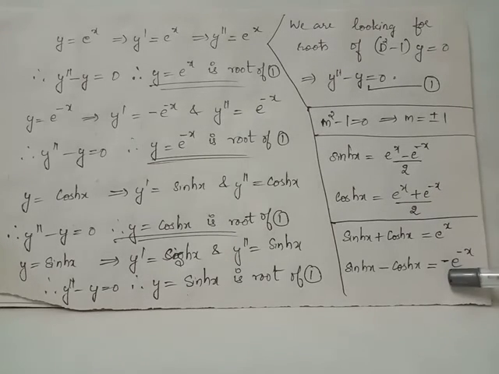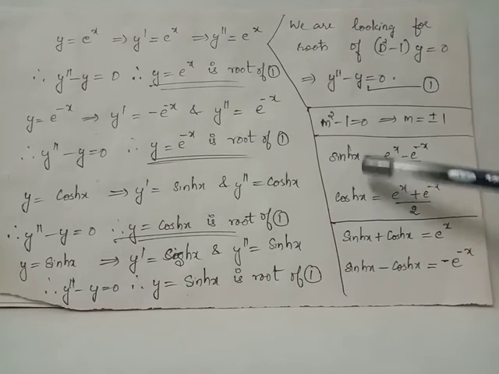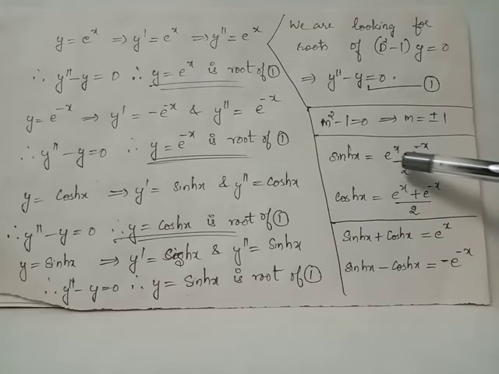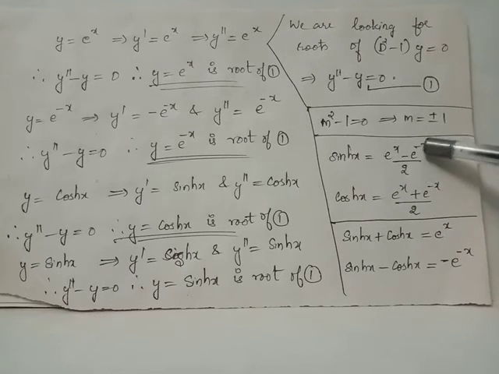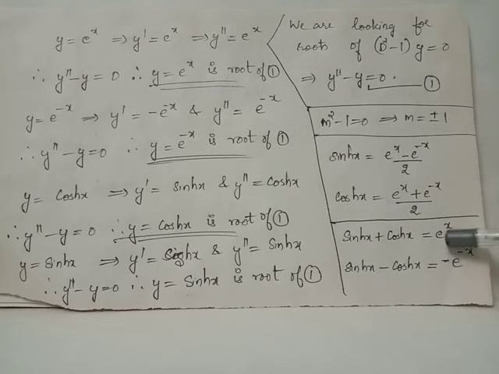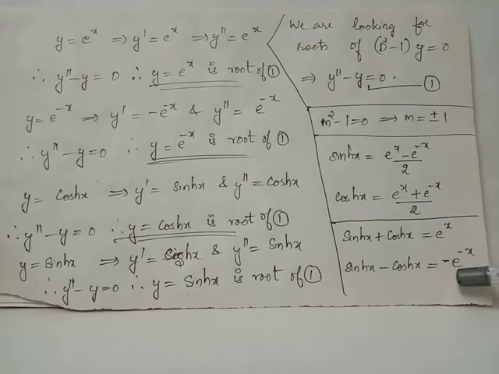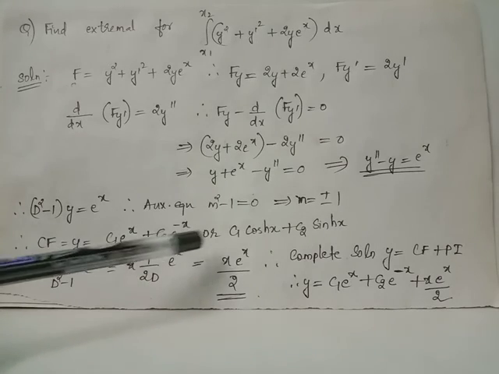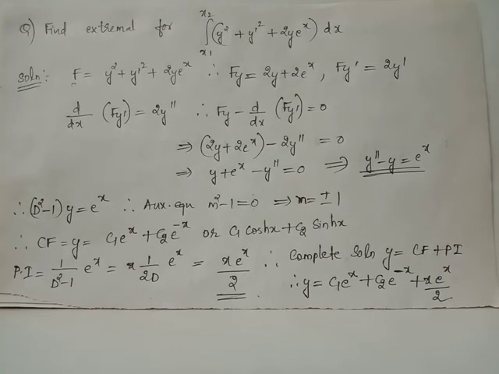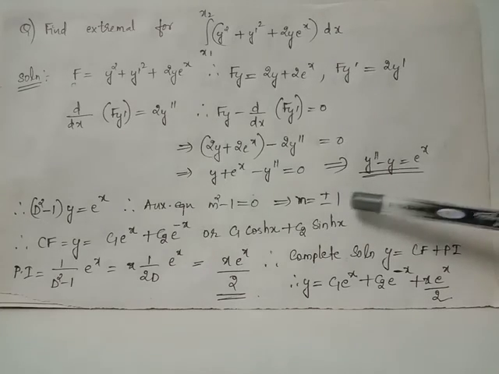From these equations, it's clear that sinh x and cosh x can be expressed as linear combinations of e raised to x and e raised to negative x. Similarly, you can write e raised to x and e raised to negative x also as linear combinations of the functions sinh x and cosh x. So, either of these expressions is valid whenever you have roots m equals plus minus 1.